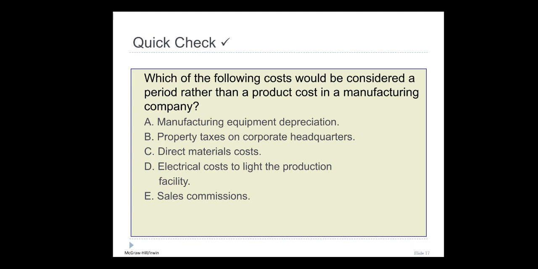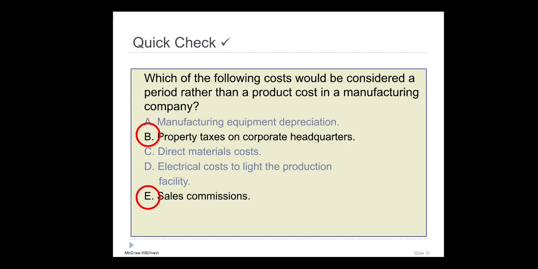Direct material cost, it happen in the factory, so it is not a period cost. Electrical cost to light the production facility, that is related to the factory, so that is not the period cost. E, salesman commission. Salesman commission is related to management office, so it is a period cost. So there are two period costs, B and E.